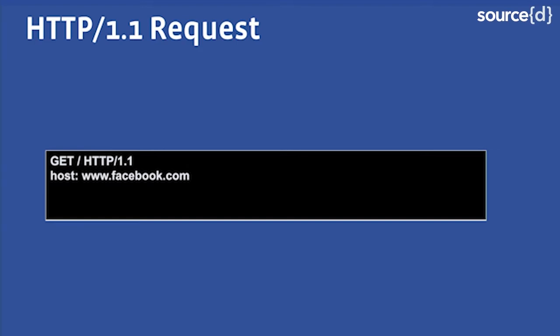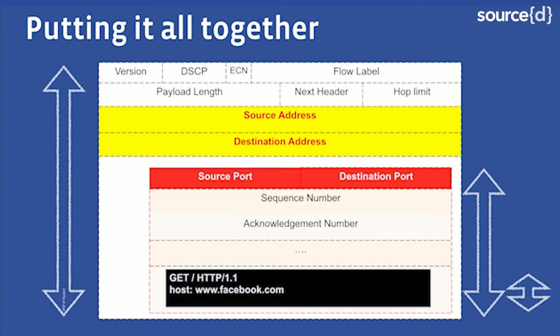And then finally, a very, very super basic and simple HTTP request. This just gets the home page. This is nothing fancy. So putting it all together, this is what it looks like encapsulated. We have our IP packet with our TCP segment, and then our actual application payload as well.